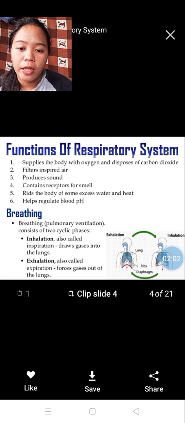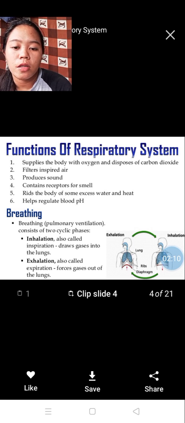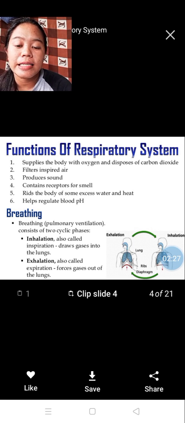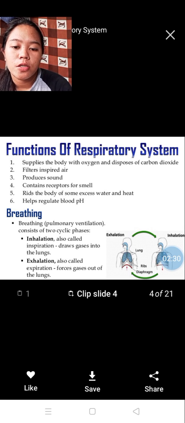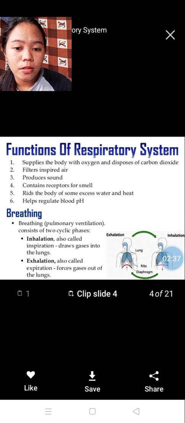We have here the breathing. Breathing, or pulmonary ventilation, consists of two cyclic phases. The first one is the inhalation, also called the inspiration. It draws gases into our lungs. Next is the exhalation, also called the expiration. It forces the gases out of our lungs. So when we say inhale, it draws the gases into our lungs, and in exhale, it forces gases out of our lungs.